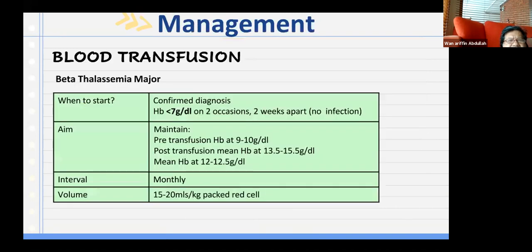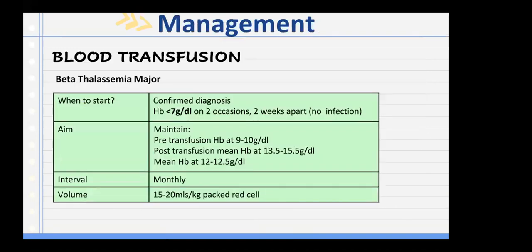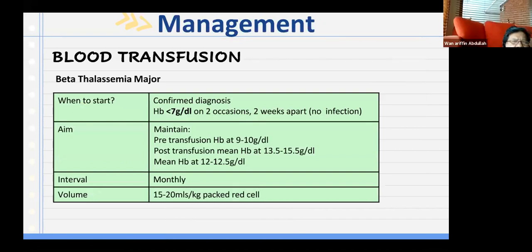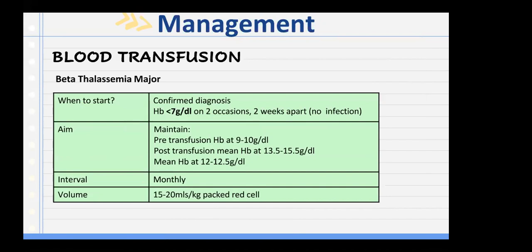Next for management, blood transfusion is indicated for beta thalassemia major. When to start is when there is a confirmed diagnosis and hemoglobin is less than 7 on 2 occasions, 2 weeks apart, with no infection. The aim is to maintain the hemoglobin at least 9 to 10. And the post-transfusion hemoglobin is above 13 to 15, and the mean is at 12 to 12.5. Interval is monthly, and then the volume.